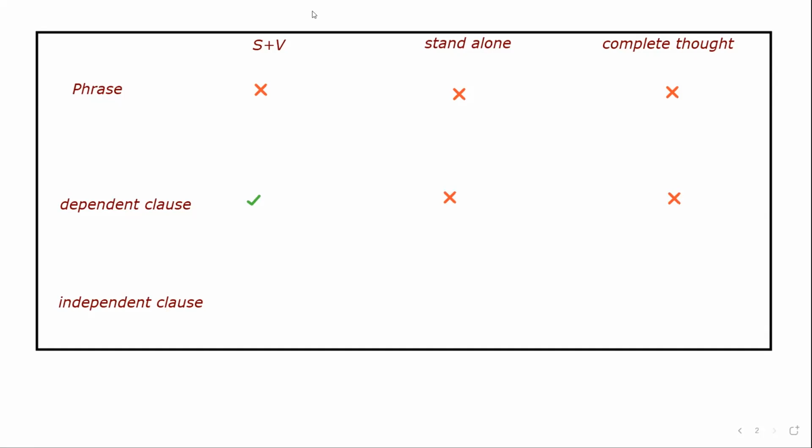All right, what about independent clause? Does it have subject and verb? Yes. Can it stand alone? Yes, it's independent. Does it give a complete thought? Yes, and it serves as a simple sentence. It's considered as one simple sentence.